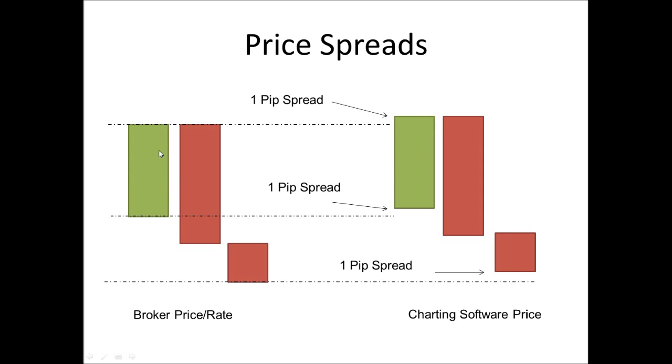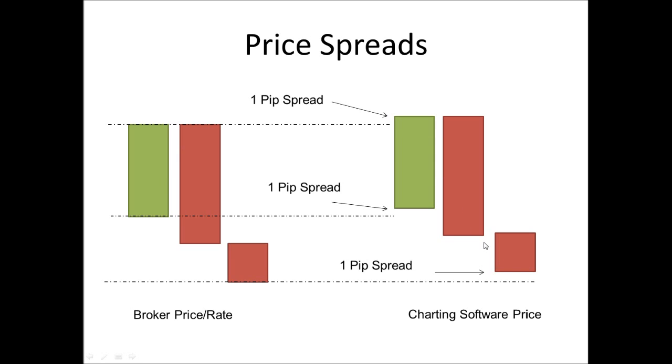This candle is the same size as this candle. The price movement is the same. There's just that price spread. So there's a pip difference in the opening price and a pip difference in the closing price. And once again, after a number of candles have closed or time has elapsed, there should still be a pip spread in difference between our broker and the charting software. So the price movements are the same.